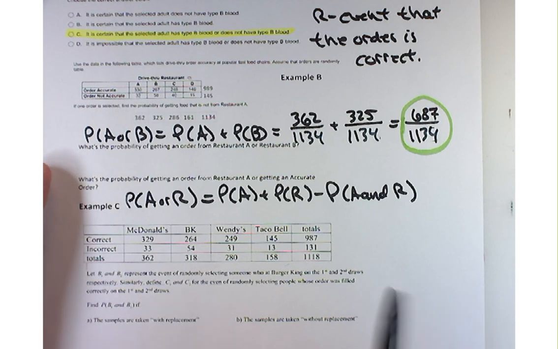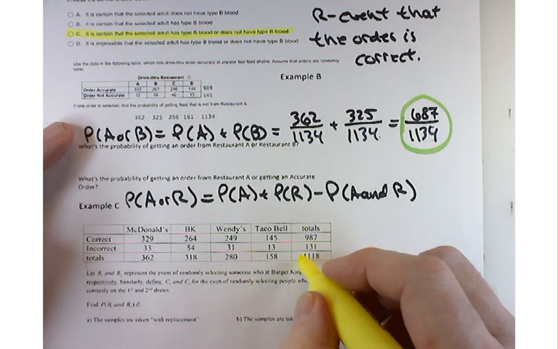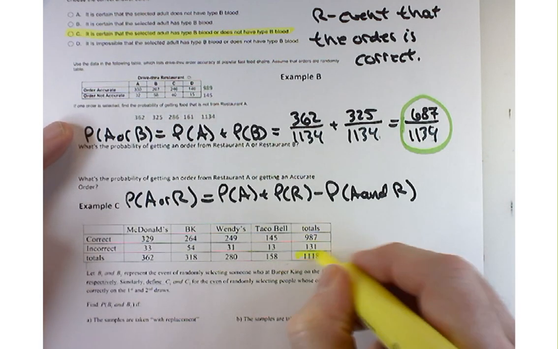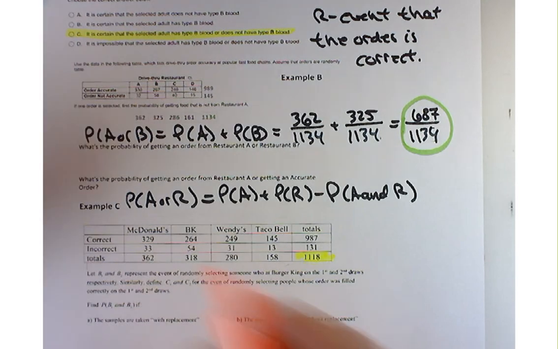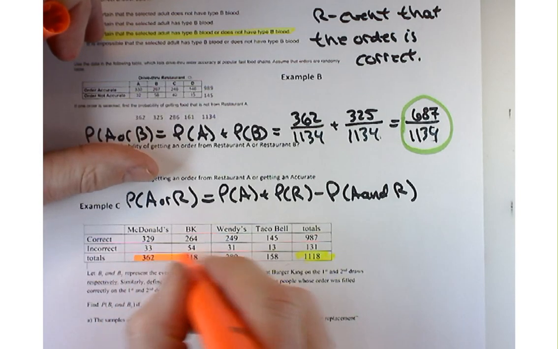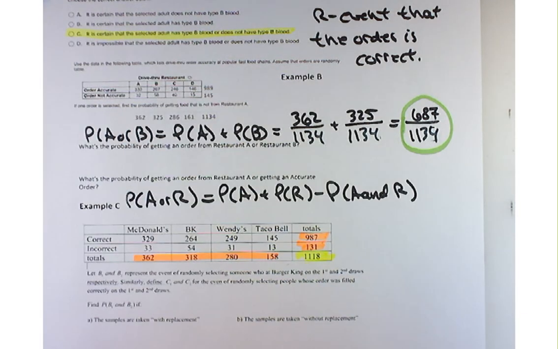Okay, I want to use the 1,118 as my denominator, not the previous one. So let's do that. And in general, what I've given you are the marginal totals. So those are marginal totals, and in yellow there in the corner is our overall total.